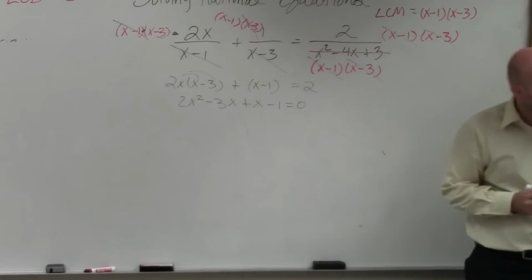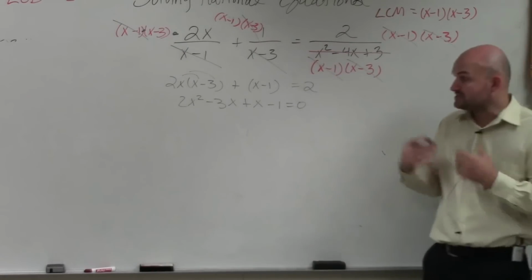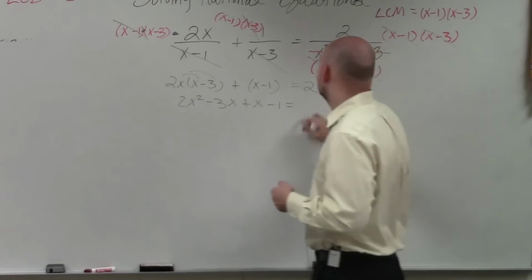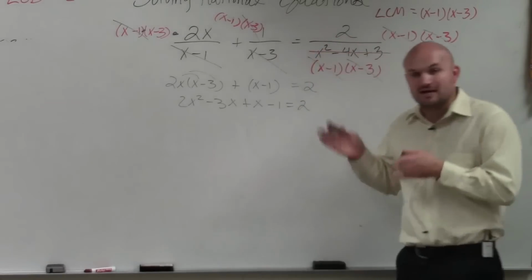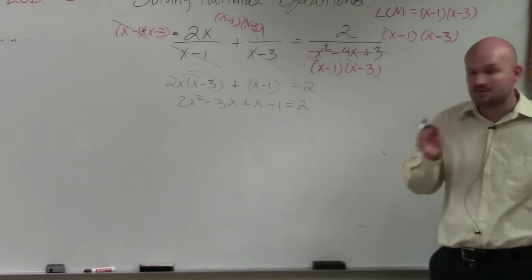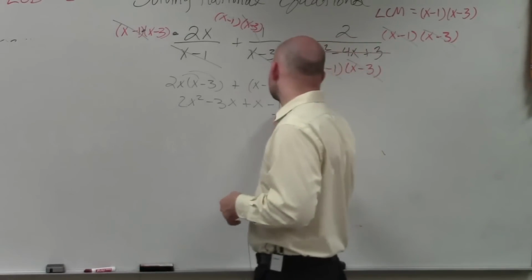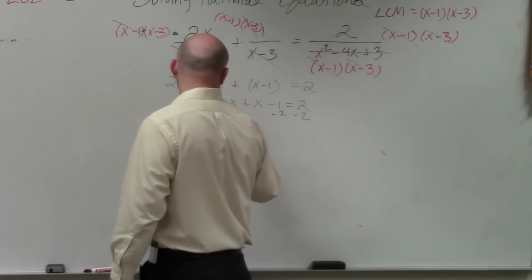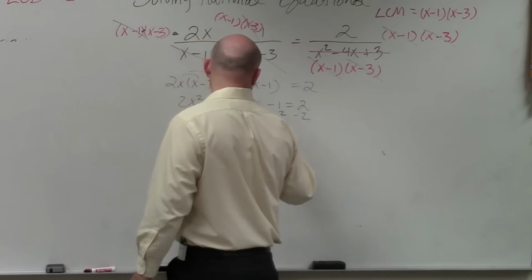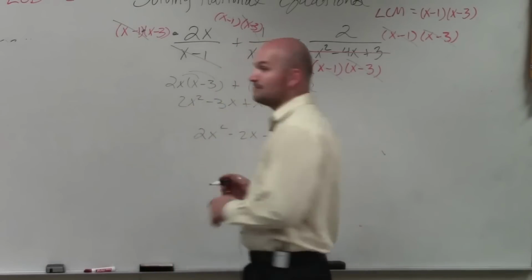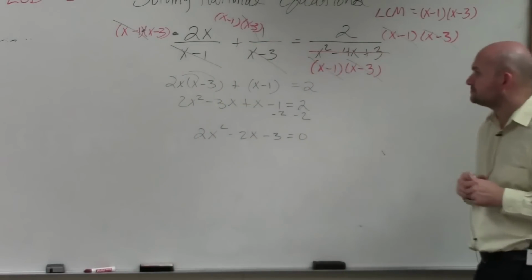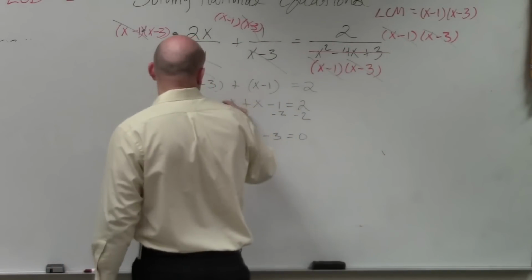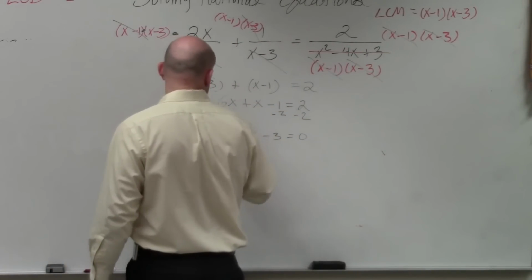I notice that this is a quadratic, right? So for us to get a quadratic, I got to get everything to, no, wait, it's equal to 2, right? I have to get everything to the same side. So I'm going to subtract the 2 on both sides. And then I'm going to combine my like terms, which I get 2x squared minus 2x minus 3 equals 0. Yes, good job. Negative 6x, so then that would be a negative 5x, right?